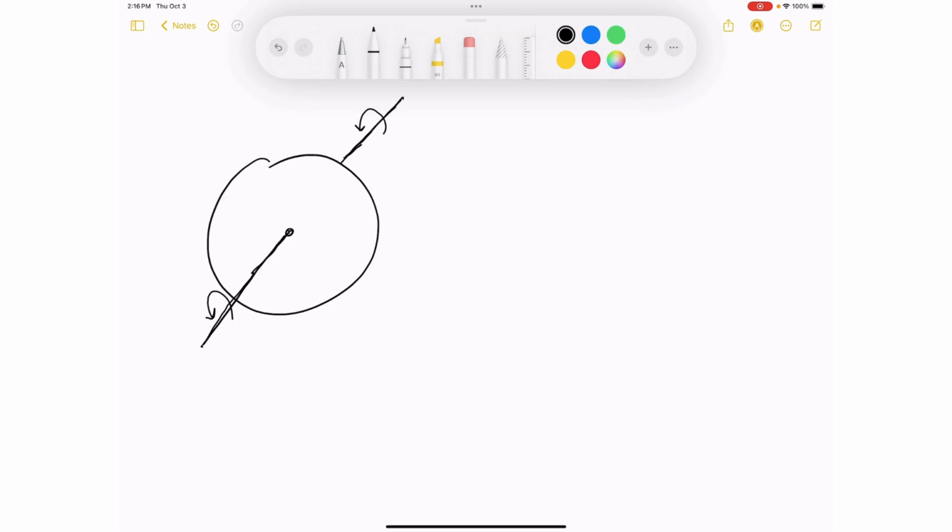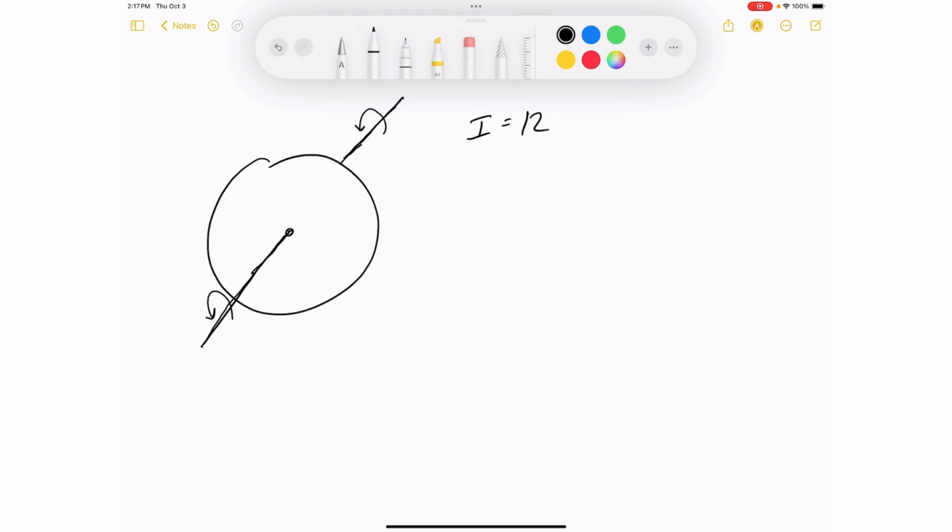So this wheel is spinning, right? And this wheel has a certain amount of mass. First of all, this wheel has what's called a moment of inertia, or I, and it happens to be 12.